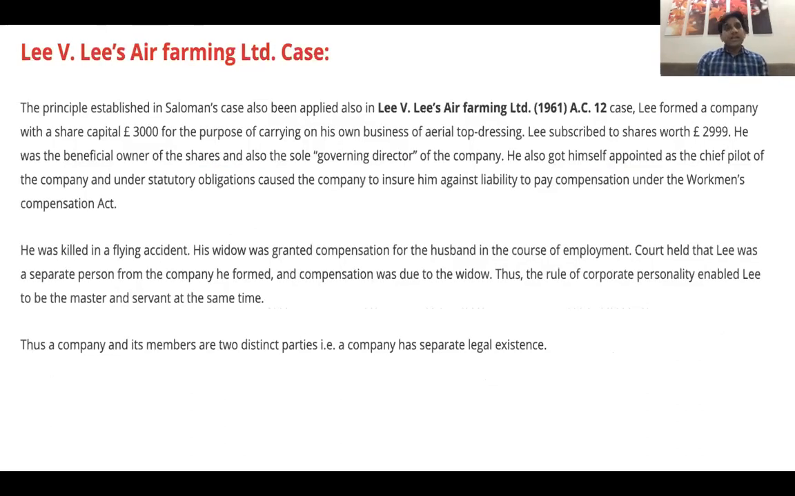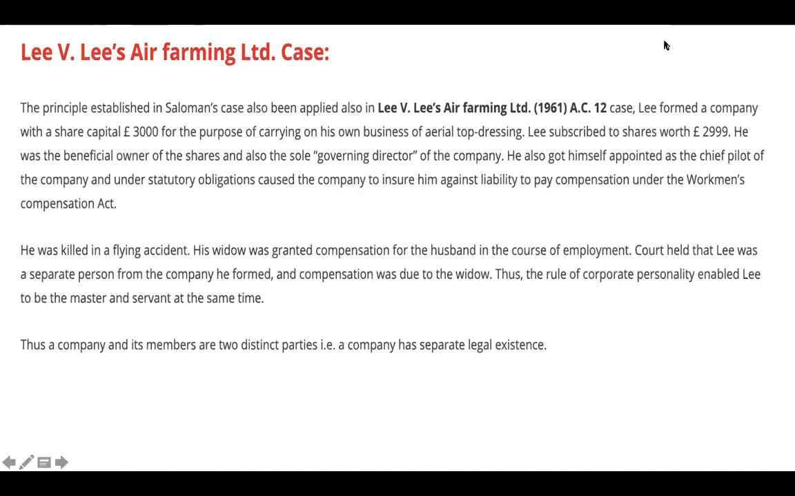One of the leading cases was Lee versus Lee's Air Farming Limited. In this case, the principle established in Solomon's case was also applied. Lee formed a company with a share capital of £3,000 for the purpose of carrying on his own business of aerial top dressing. Lee subscribed to shares worth £2,999. He was the beneficial owner of the shares and also the sole governing director of the company.